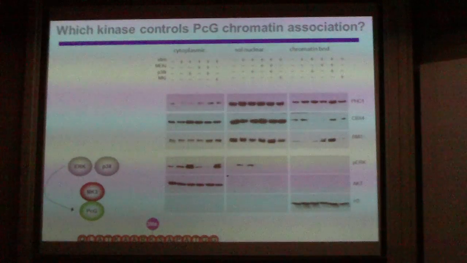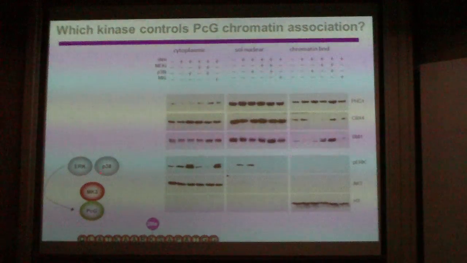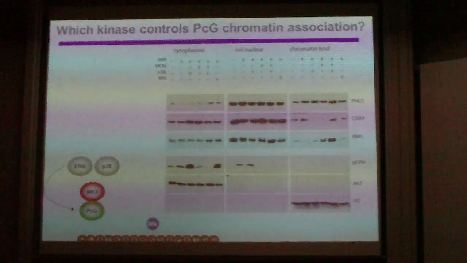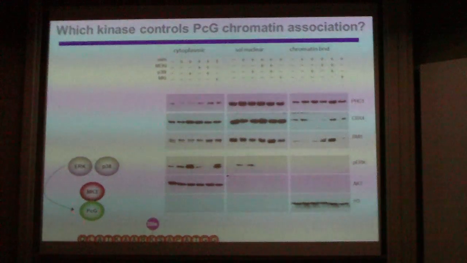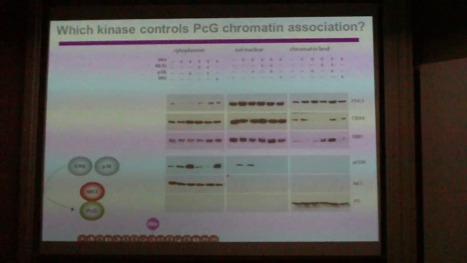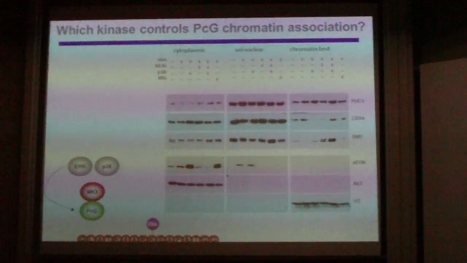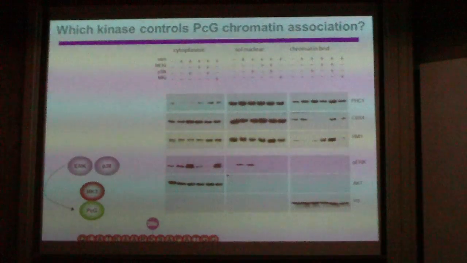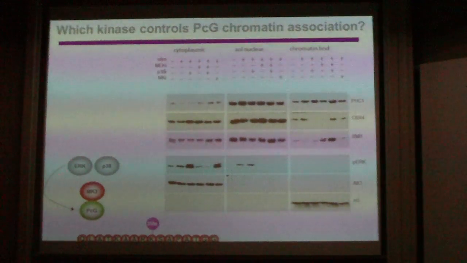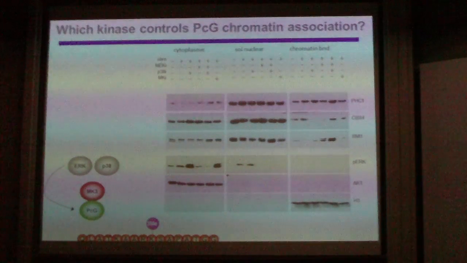So now we have the hypothesis that ERK somehow interacts with polycomb and then potentially phosphorylates or somehow modifies the polycomb, and that this is also important in chromatin dissociation. So again, the next question is how can we test whether there is a physical interaction between ERK and polycomb?